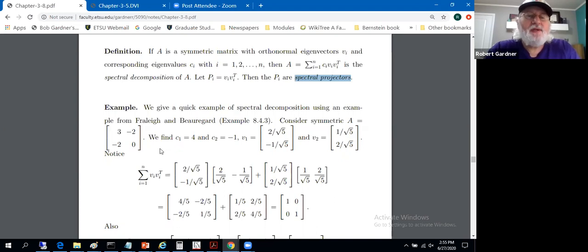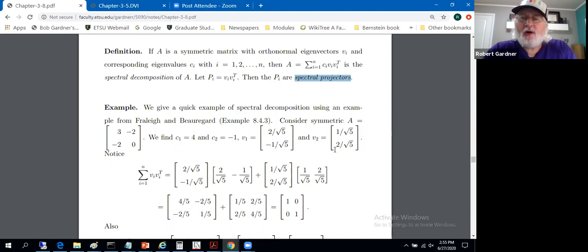Trust me, for this matrix, you'll find that it has 2 eigenvalues, 4 and -1. Associated with 4 is an eigenvector, 2 over the square root of 5, -1 over the square root of 5, normalized here. That's why we get the square root of 5 stuff, so it's a unit vector. An eigenvector associated with c sub 2 is this one, also normalized. That's why the square root of 5 stuff.